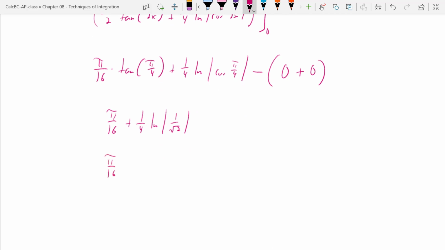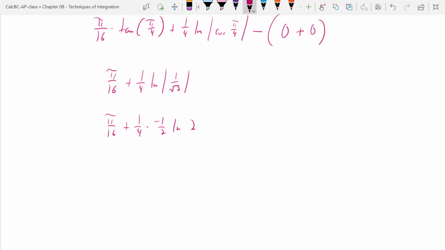This is pi over 16. Let's use our log rules to kind of simplify that log expression. This is really 2 to the negative 1/2, so negative 1/2 natural log of 2. And I can simplify that to pi over 16 minus the natural log of 2 divided by 8.